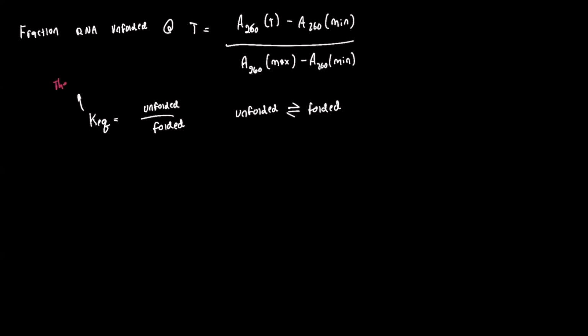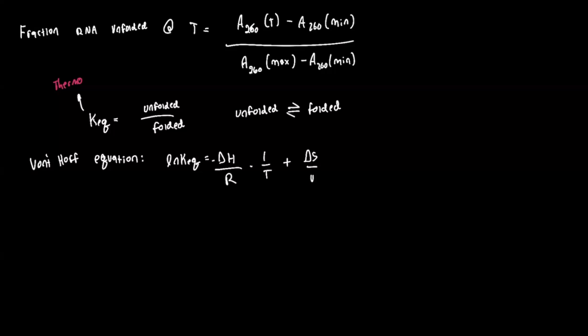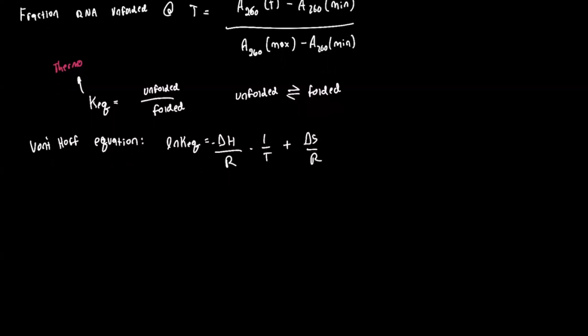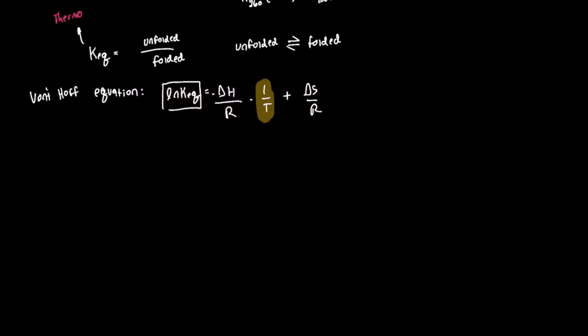thermodynamics. If we incorporate the Van't Hoff equation, which is ln K_eq is equal to the negative delta H over R times 1 over T plus delta S over R, since we already know our K_eq values and we're changing the temperature, then we have our dependent and independent variables. We can set up a graph. So let's go ahead and do that.